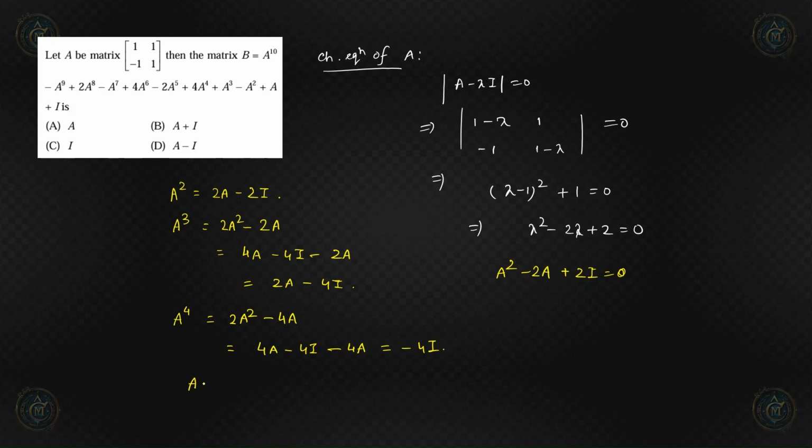So A to the power 4 is minus 4I, that means A to the power 5 will be minus 4A. A to the power 6 will be minus 4A square.